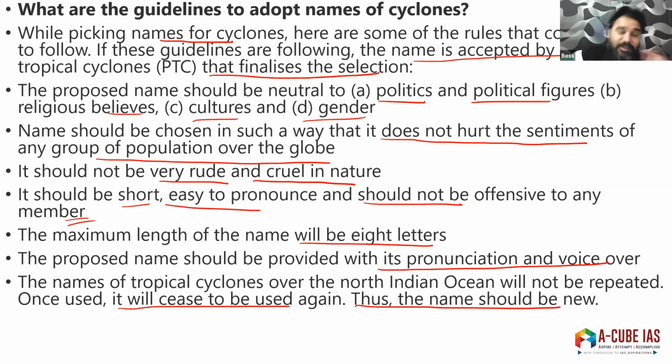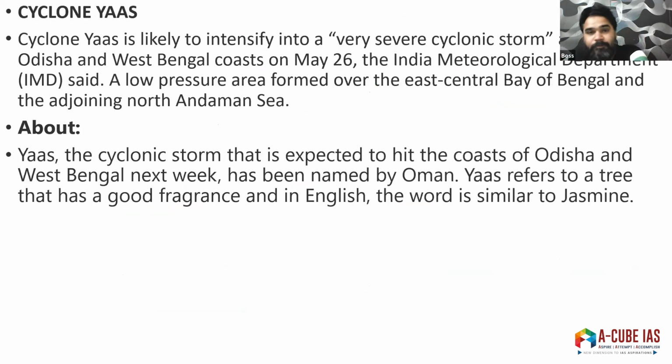Every time a cyclone comes, there are 13 countries. Any of the suggestions given by these countries will be accepted, on the condition that the name should follow all these particular guidelines, all these particular conditions. Okay, next. Now this was, guys, something with reference to cyclone Tauktae. Now let's talk about cyclone Yaas.